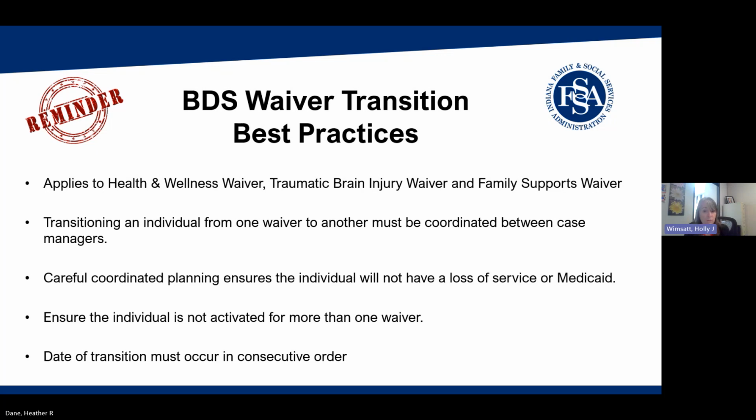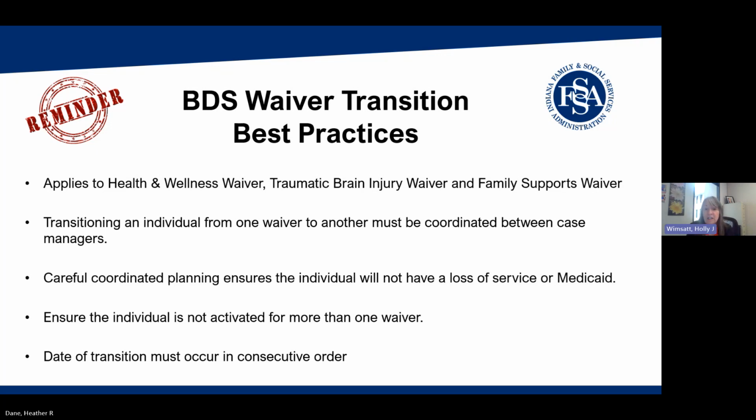Transitioning an individual from one waiver to another requires coordination between case managers. Just as an example, if someone is on the health and wellness waiver, transitioning to the family supports waiver, the case manager for the health and wellness waiver and the case manager for the family support waiver need to have strong communication between the two and the team supporting the individual. And of course, the individual or their legal representative needs to be part of that communication to ensure that any potential cracks are sealed before the transition.